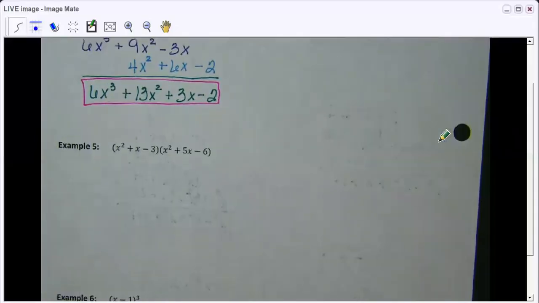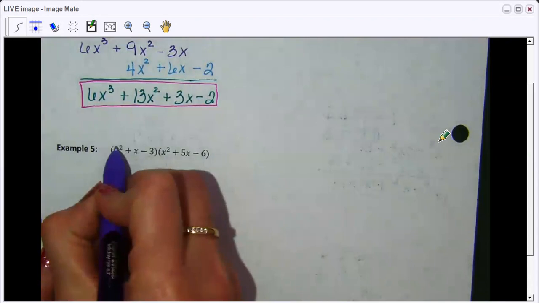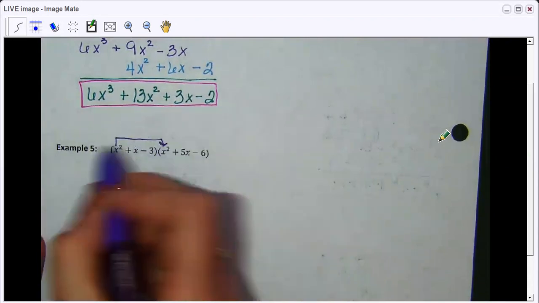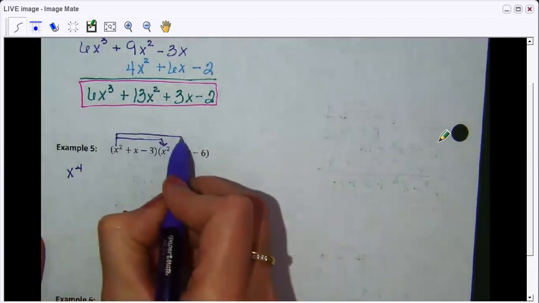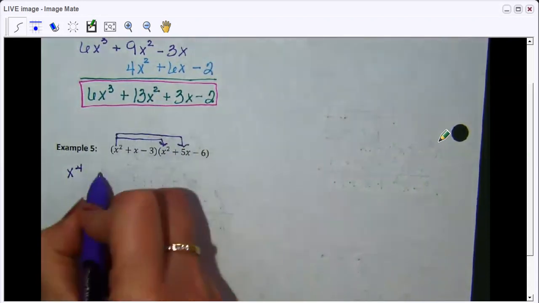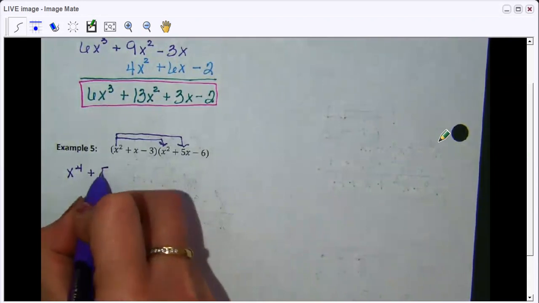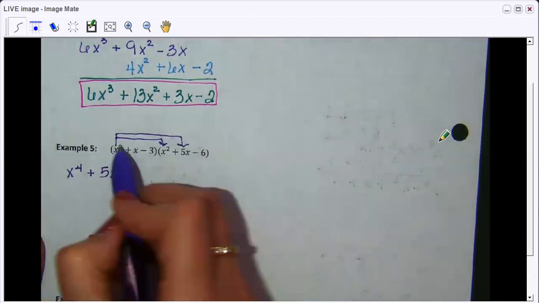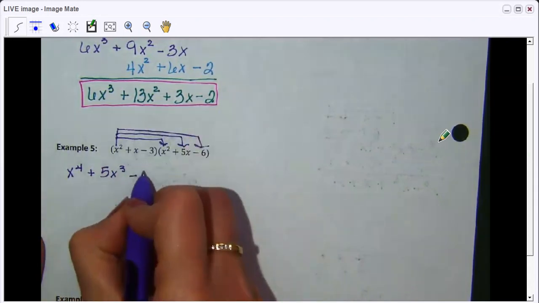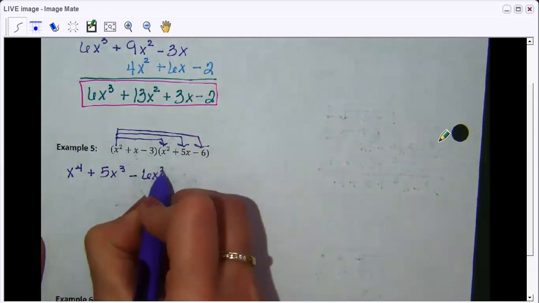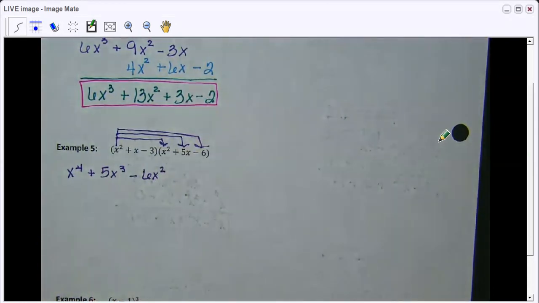On example 5, we have 3 terms by a 3 term. So my lines are going to get, there's going to be a lot of lines here. So I have x squared times x squared is x to the 4th. And then x squared times a positive 5x is plus 5x cubed. And then I have x squared times a negative 6, so I have a negative 6x squared. Okay. Now I'm going to do the middle term.